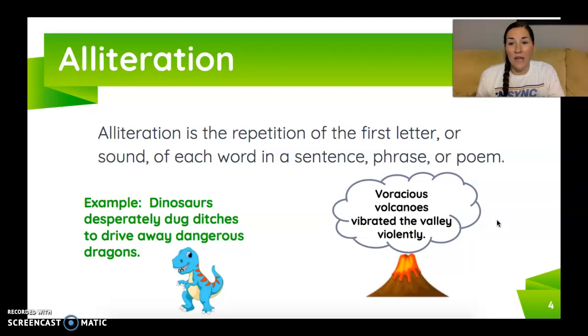Voracious volcanoes vibrated the valley violently. So again, it helps me have a picture of what that looked like, and it's just fun to say. Alliteration is a really fun one to read. Dr. Seuss uses alliteration a lot when you read his books. They just make it fun.